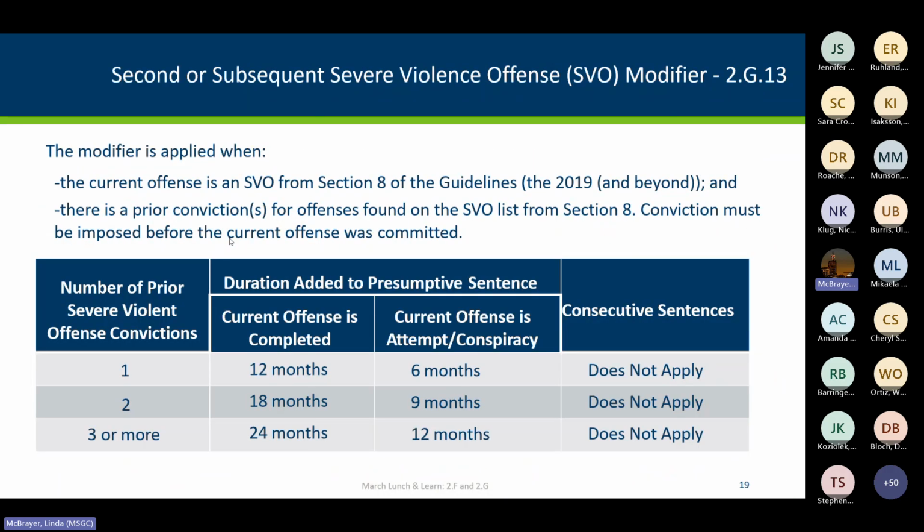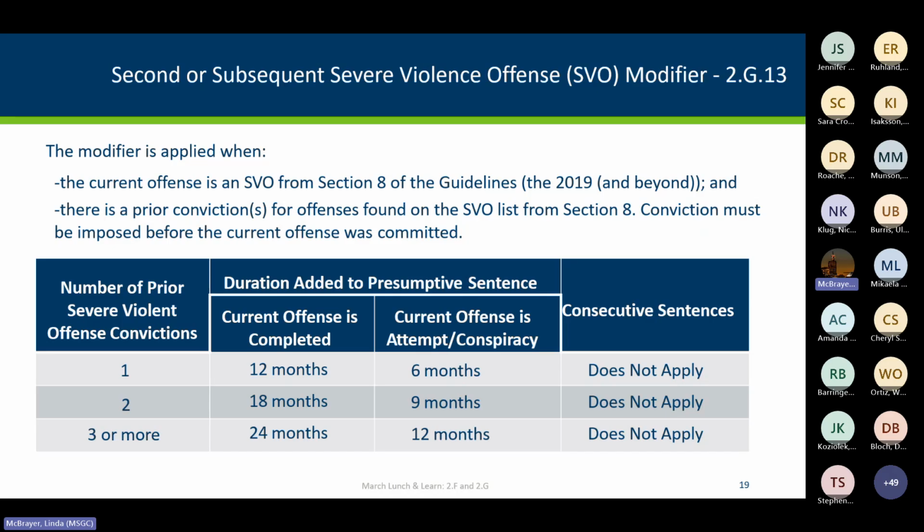The last thing I want to go over is the second or subsequent severe violent offense modifier. So for ease of the name of this, we call it the SVO, severe violent offense modifier. Just like we have a list of offenses that are eligible for consecutive sentencing, we also have a list of offenses that are considered to be severe violent offenses by the commission.